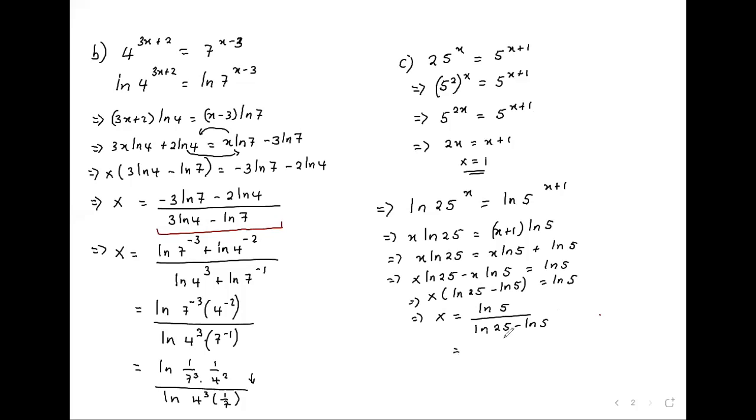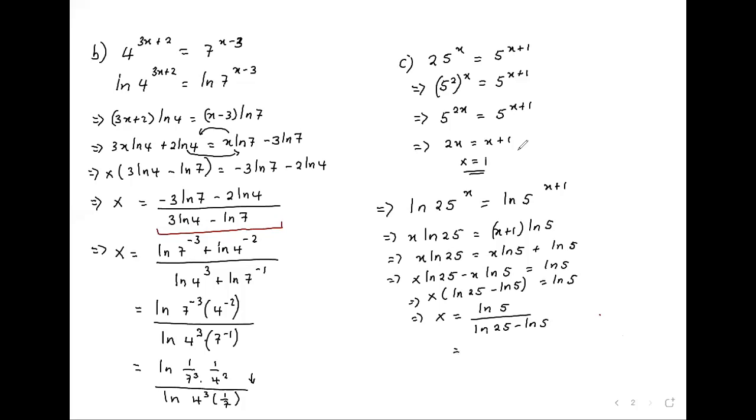Then gather x this side, so you get x ln 25 minus x ln 5 is equal to ln 5. Factor out x, you get x times ln 25 minus ln 5 is equal to ln 5. So that our x is equal to ln 5 over ln 25 minus ln 5.